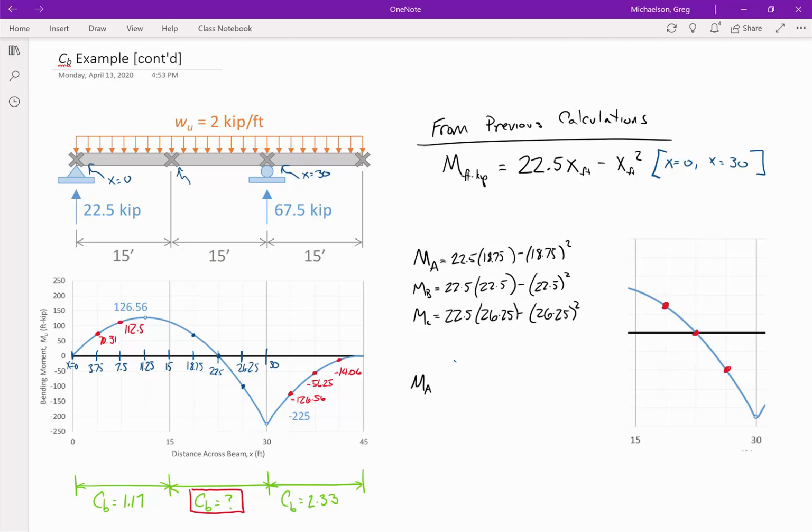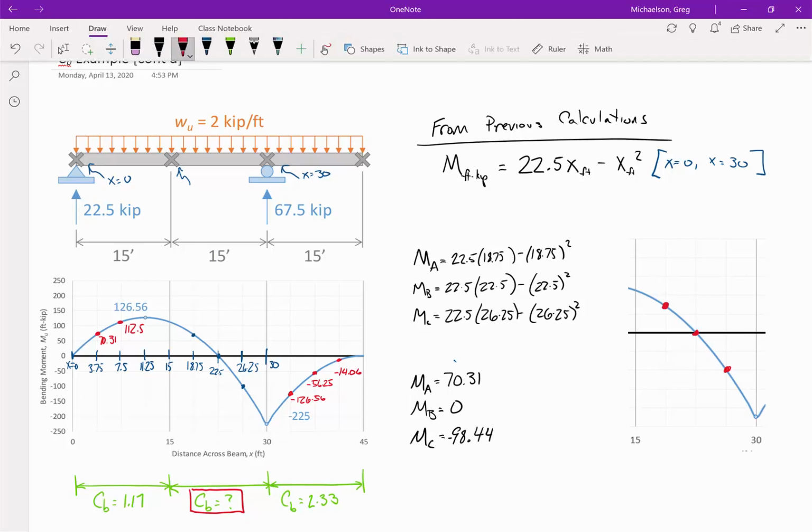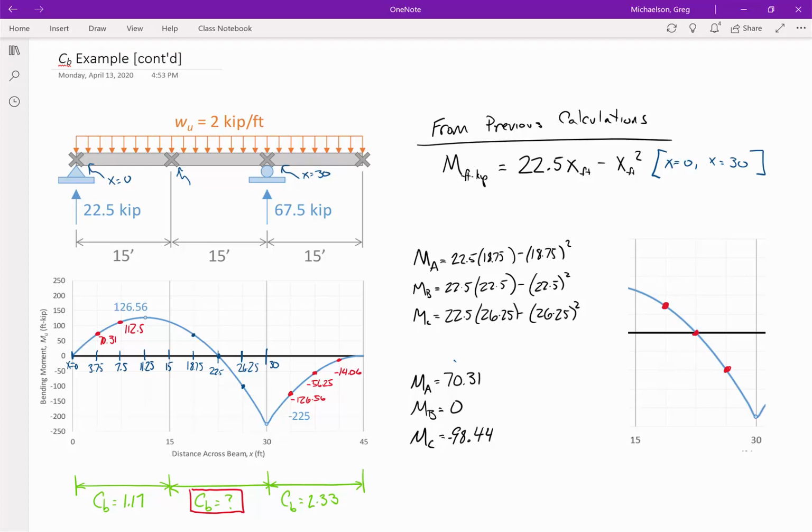Now, when you chug all this out, you're going to get a positive value for MA. MA comes out to be 70.31. MB, if you look at the equation, is 22.5 times 22.5 minus 22.5 squared, so it actually comes out to be 0. And MC comes out to be negative 98.44. Just to make sure I'm locating those values on the plot, this is 70.31, this is 0, and this is negative 98.44. Now that's MA, MB, and MC.